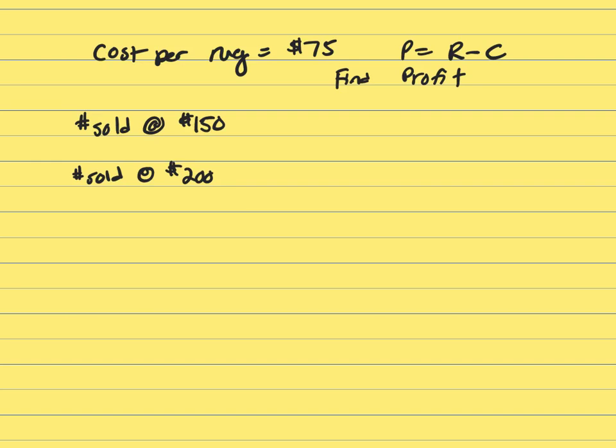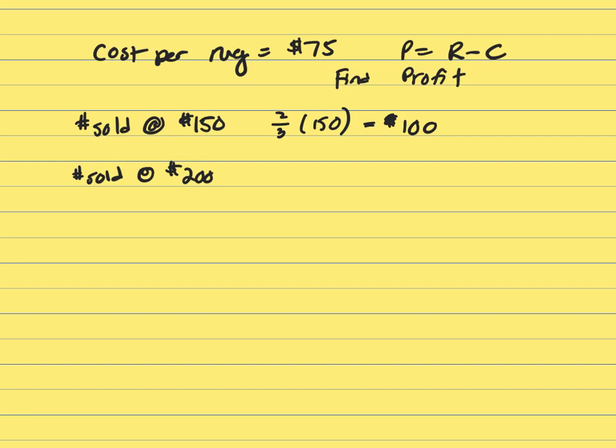We're trying to figure out the profit, and profit's revenue minus cost. Each rug costs $75 to make. 2/3 of the rugs are sold for $150. 2/3 of the rugs, that would be 2/3 of 150, because it's a total of 150 rugs. So 100 rugs sell for 150.